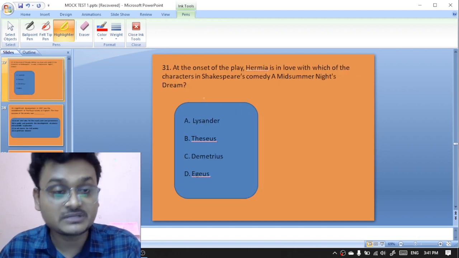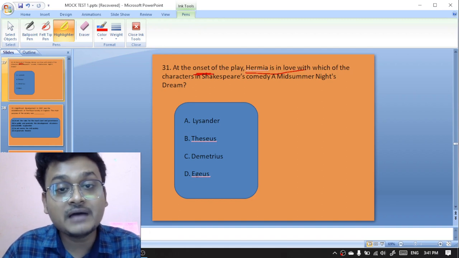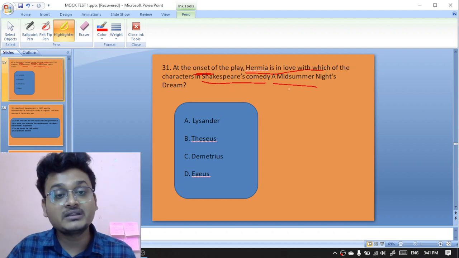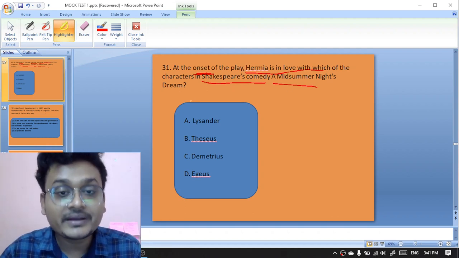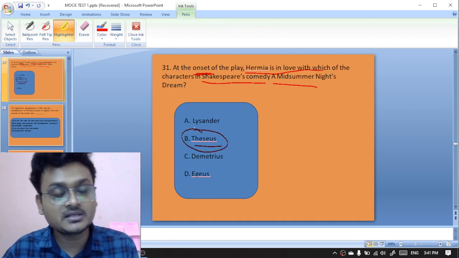Next question, 31. At the very beginning of the play, Hermia is in love with which of the characters in Shakespeare's comedy A Midsummer Night's Dream? This is the famous comedy written by Shakespeare, where Theseus is the king, and Hippolyta is the queen to be.